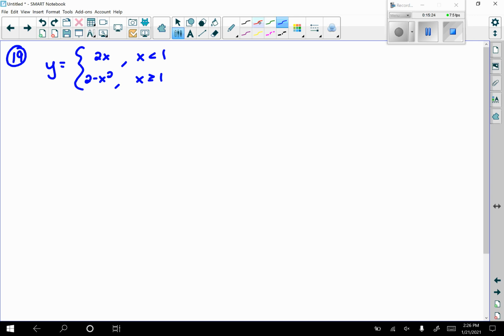One thing we need to point out here is kind of like the domain. If you substituted in a 1 here, you would get a 2. And then if you substituted in a 1 here, you would get a 1. So the left-hand limit, coming from the left of 1, does not equal the right-hand limit, coming from the right of 1. Therefore, y is not continuous at x equals 1. So that means the value x equals 1 is going to be a nice critical number for us to test. So let's find our first derivative.